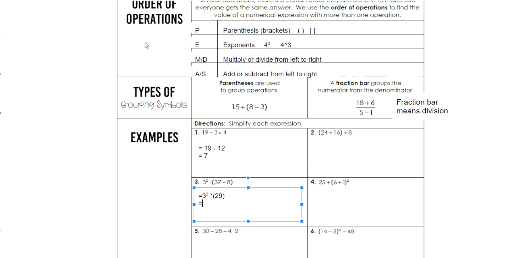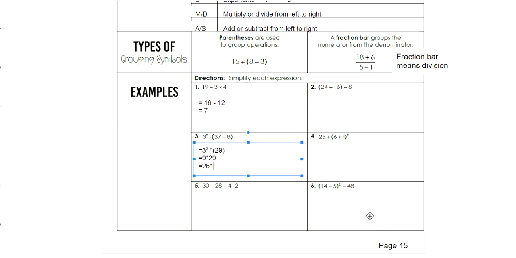Equals, now we have our exponents. 3 squared is 3 times 3, which is 9 times 29, which is going to equal 261. Look at how I show every step. Even in my upper level math classes, I would always show every step because it's very easy to make a mistake, okay? So I'd like you to do that. And then I'm going to do number 6, and you'll do 2, 4, and 5 on your own, okay?